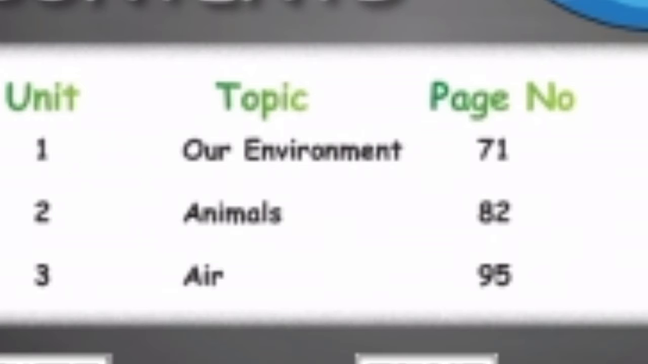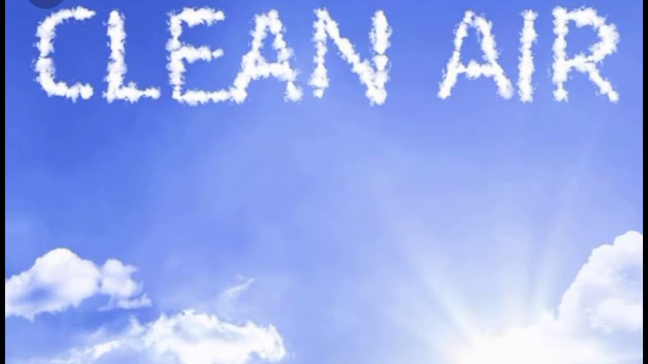Learn it thoroughly. In this lesson, we are going to learn about air. Air is important for living things. Breathing is part of a process called respiration. During respiration, we all know living things take in oxygen from the air and give out carbon dioxide. This process gives animals and plants the energy to eat, grow and live life.